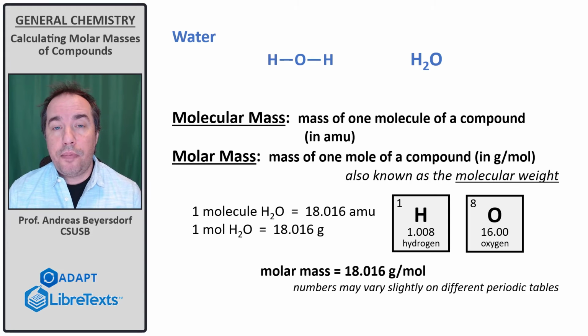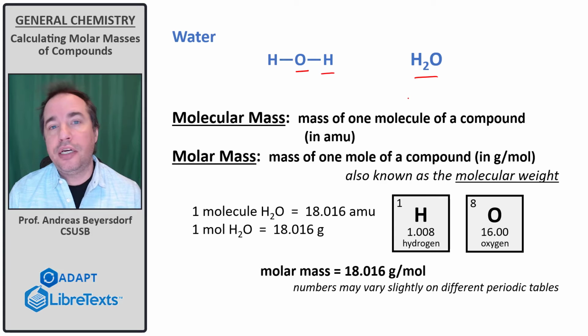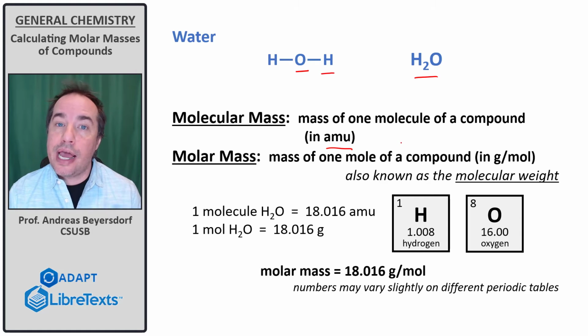Water can be represented either as a structural formula, which says that I have a hydrogen bonded to an oxygen, bonded to another hydrogen, or as a molecular formula, H2O. From the molecular formula, we can determine the molecular mass. The molecular mass is the mass of one molecule of a compound in atomic mass units, or AMU.